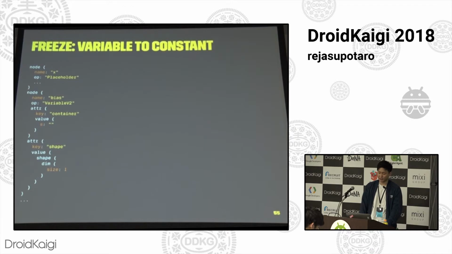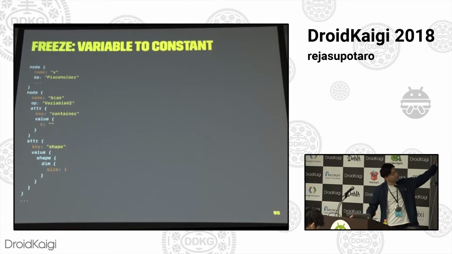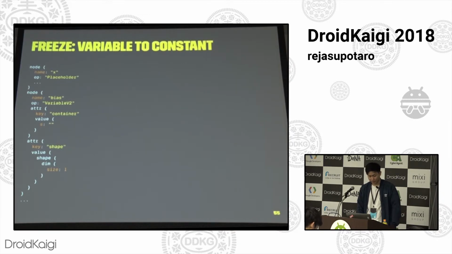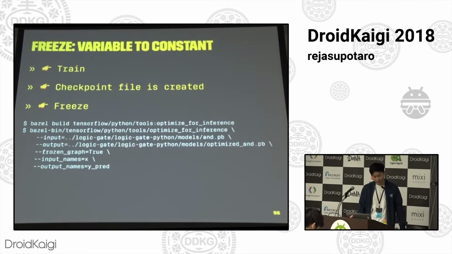TensorFlow can output the graph in human-readable format. This is the graph definition of the AND gate. There is a placeholder named x, and there is a variable named bias. Currently, this node doesn't have a fixed value. It is stored in the checkpoint file. Let's try and see what happens with this command.